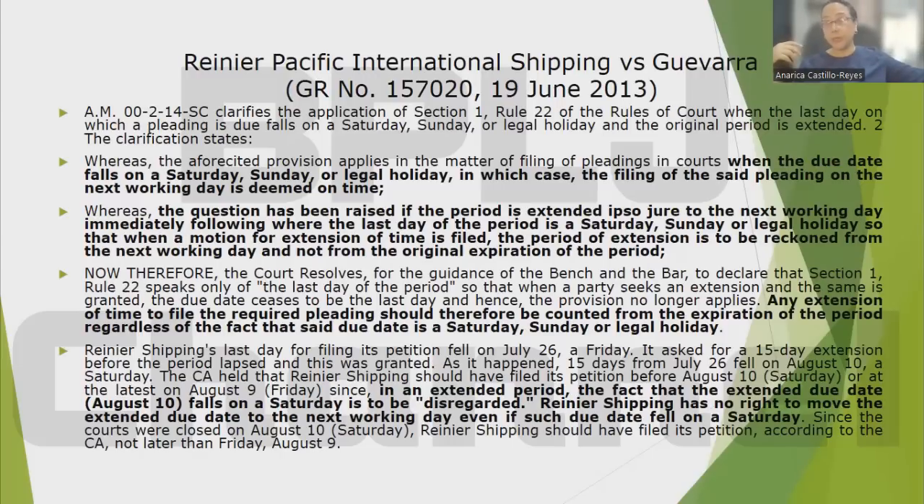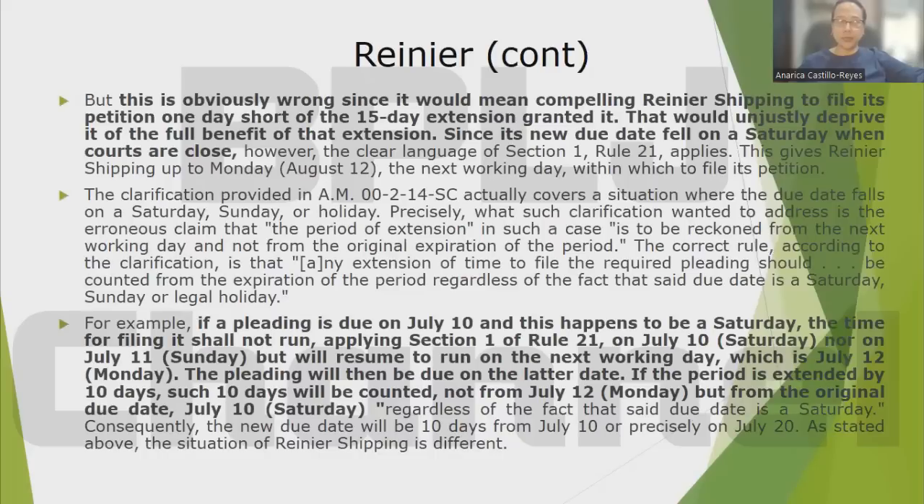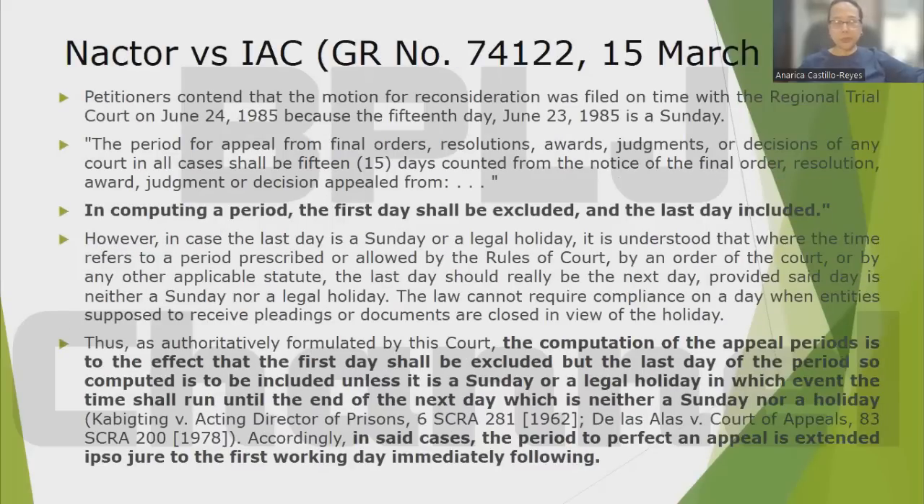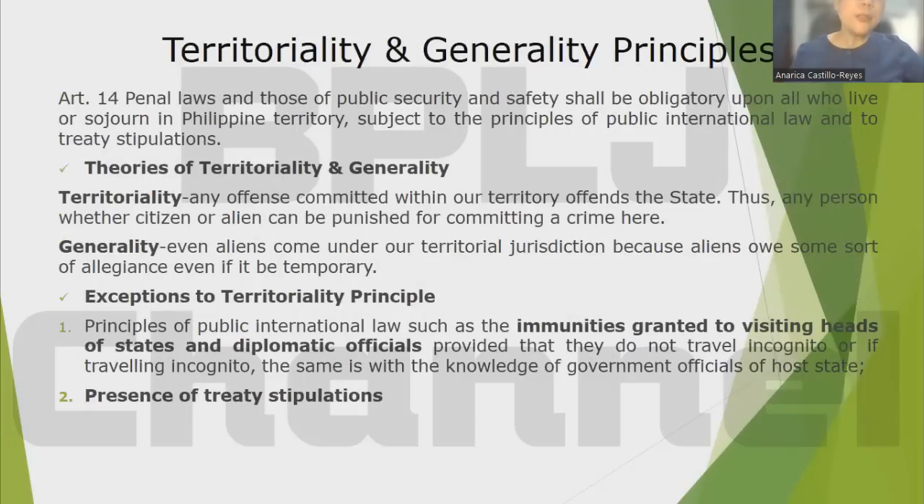The answer is you begin counting the extended period on the original period. So that is September 24, 25, 26, 27, 28, 29, 30, 1, 2, 3. So the new extended due date is October 3. Okay? So that is basically easy. Nactor versus IAC, it's the same as Rainier Pacific. Okay? So we now begin the basic legal principles.